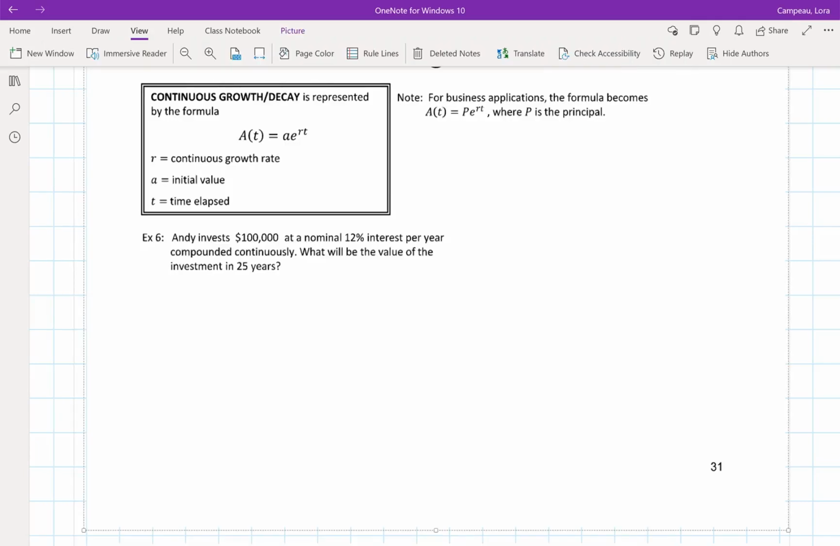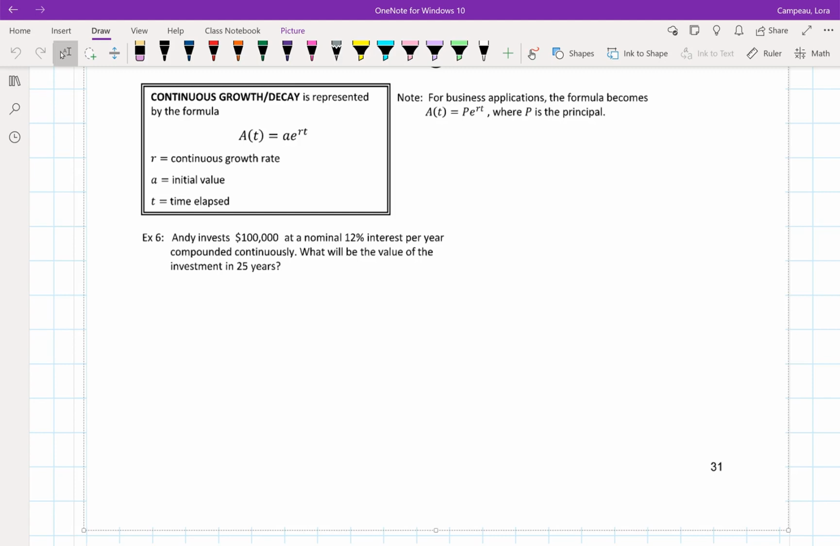Okay, so let's take a look at continuous growth and decay. You'll see we have a formula that we go by: A of t equals A times e to the r times t. That's known as your generic formula. Continuous growth and decay will have many different applications, but for the example that we're doing right here, we're looking at it as a business application.